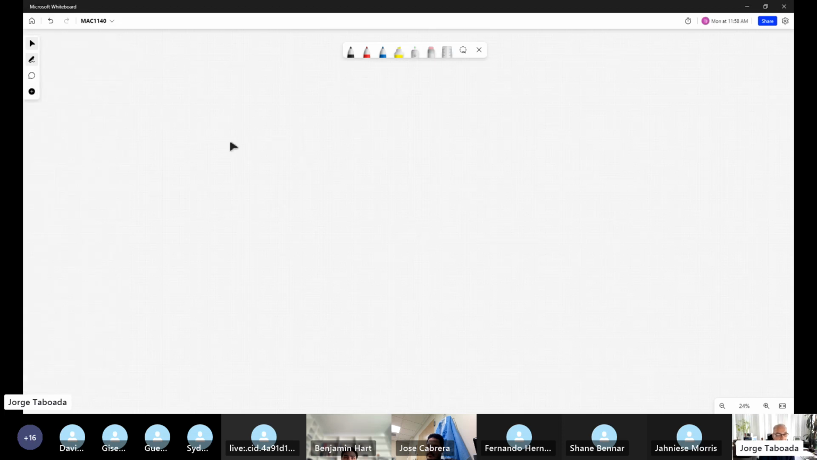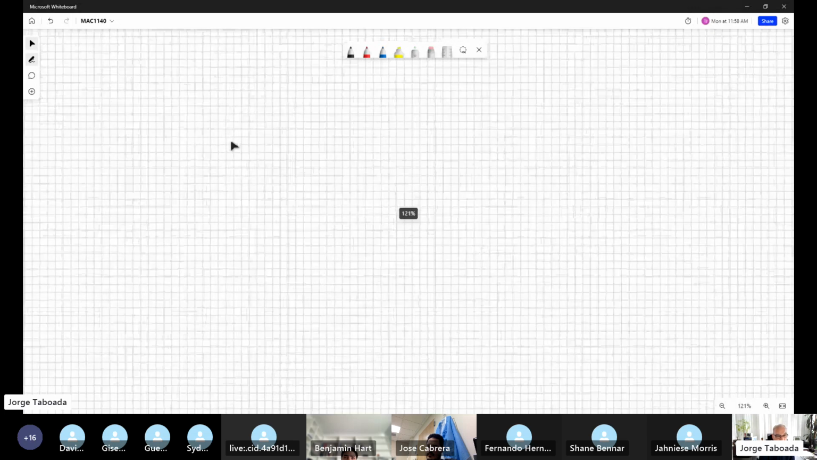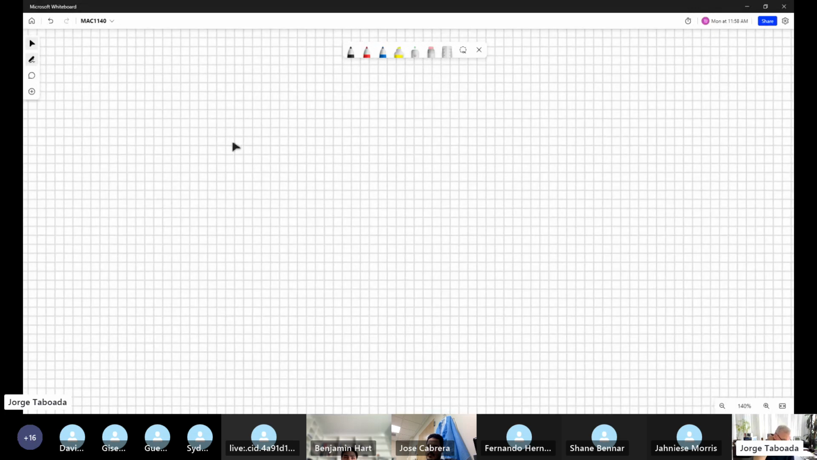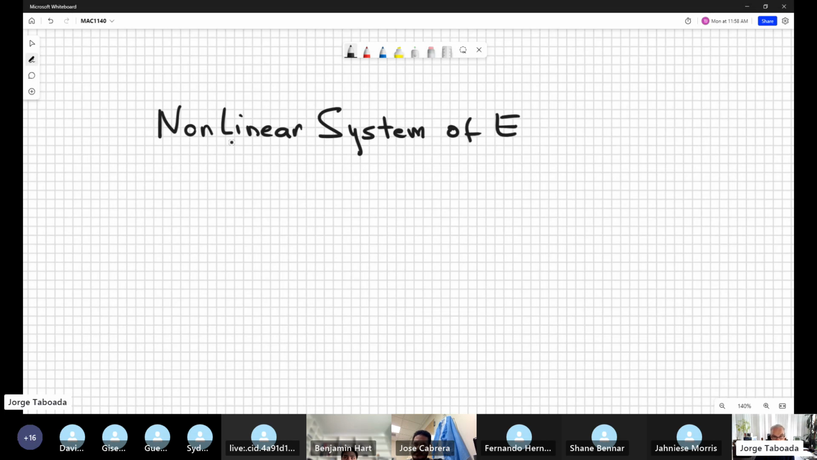Okay, now let's move on to another topic, which is easy, in my opinion. We studied linear systems of equations in two dimensions and three dimensions, but now you study nonlinear systems of equations, but in 2D. After, I promise I put another example in 3D, but in 2D, because the majority of you need to take only calculus 2, no calculus 3.